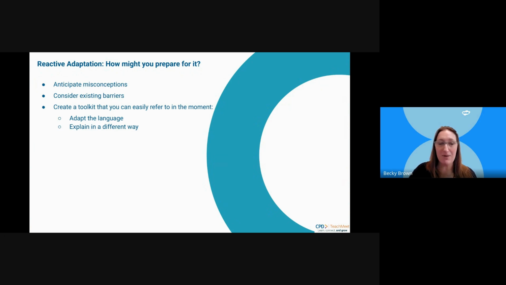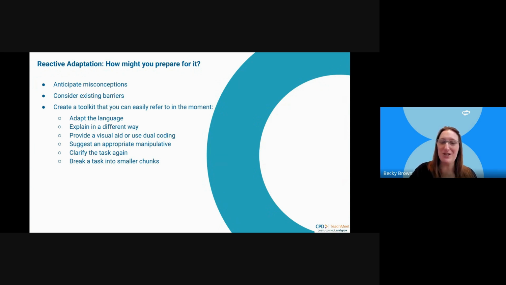And maybe not you explaining in a different way, but maybe you could encourage another child to do it as well. Providing a visual aid or using dual coding, that can be really, really good to do for all children. And we'll talk a little bit later about pictorial representations and their use in maths. We've talked already about suggesting an appropriate manipulative, clarifying the task. And again, if you could do it in a slightly different way to the way it's already been shared, that might be helpful too. Breaking a task up. So I've mentioned covering up the rest of the worksheet, so we're just focusing on one, but actually breaking a task down.